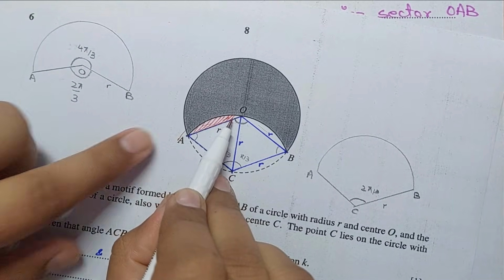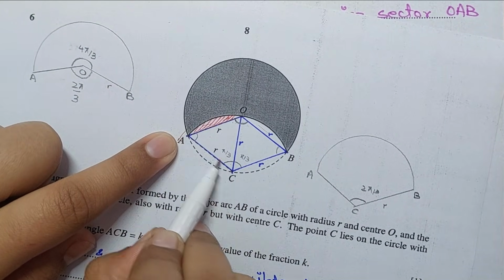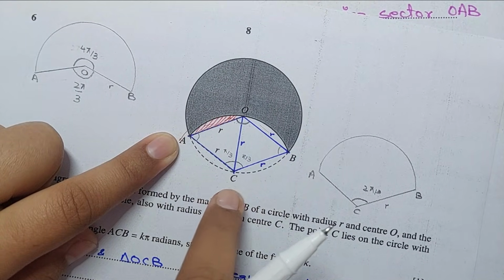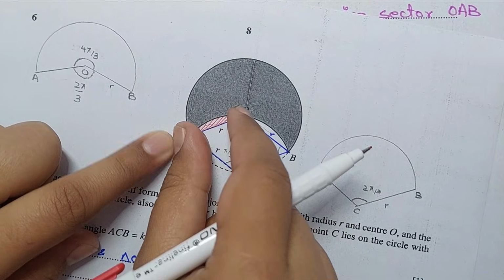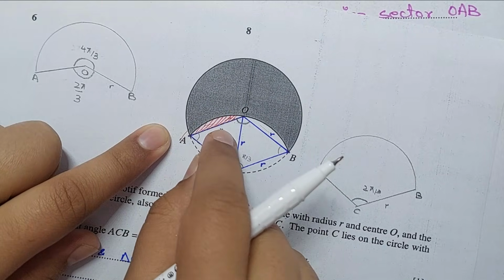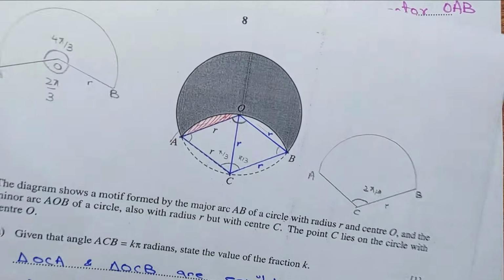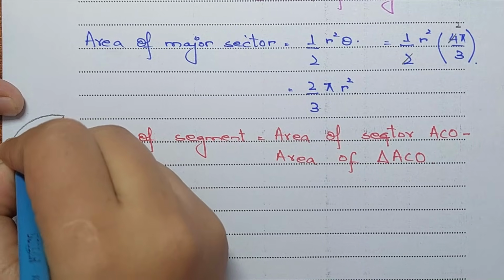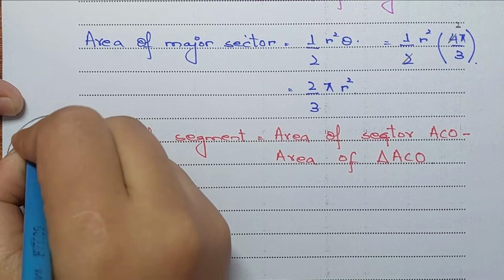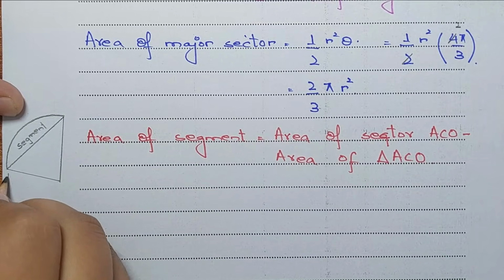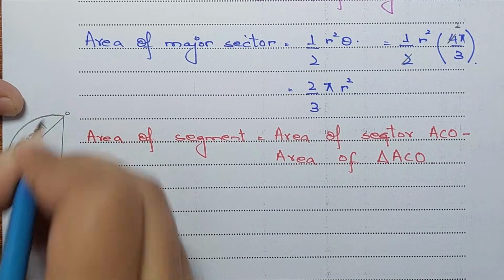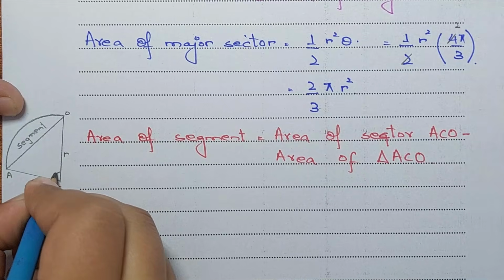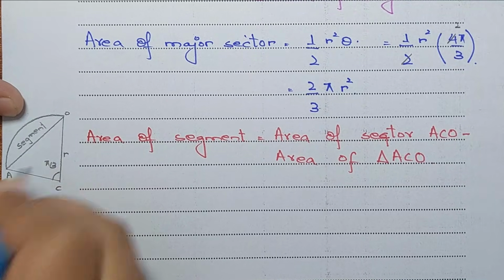The area of this segment: this is sector CAO. This is a sector of a circle, right? Its center would be C. So area of this sector, subtract this triangle, you will get the segment area. I drew it separately, so this would be the segment. First this is A, this is C, and this is O. Area of this sector ACO, this is r, and this angle is pi by 3.